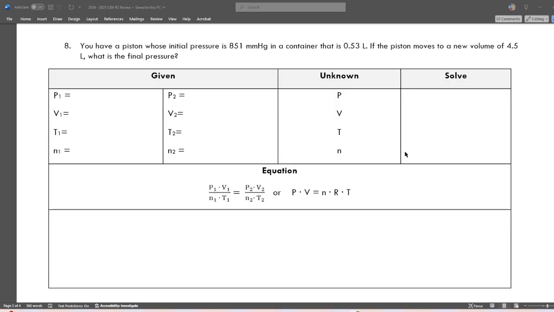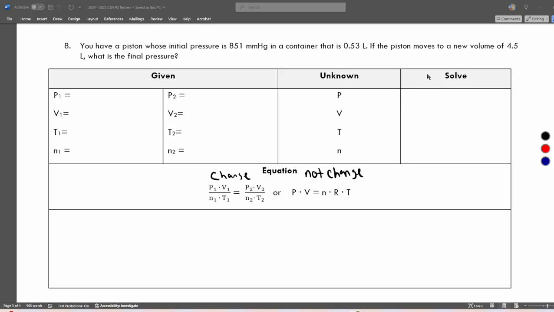Cool. Some problems. Remember, we've got these two equations. This one has 1 and 2, 1 and 2, 1 and 2, because this is the one we use when things are changing. And this one has 1 of everything because this is the one we use when things are not changing, right? No pressure change, no volume change.